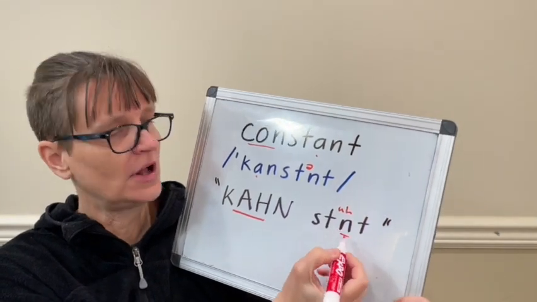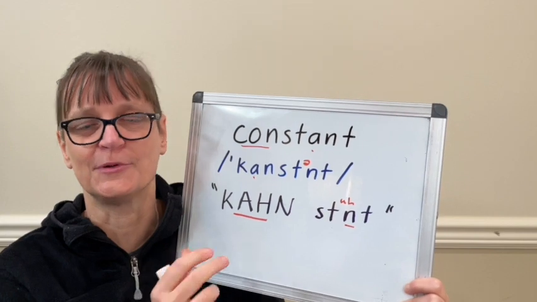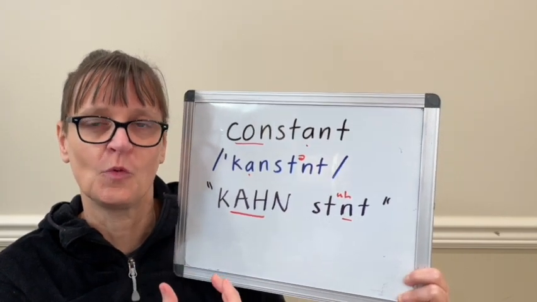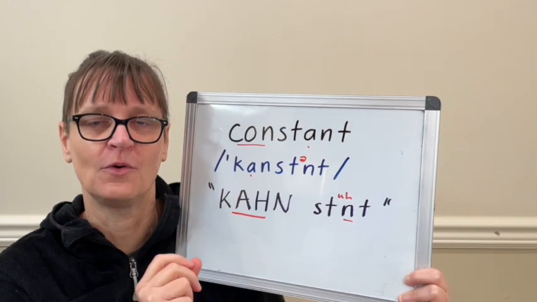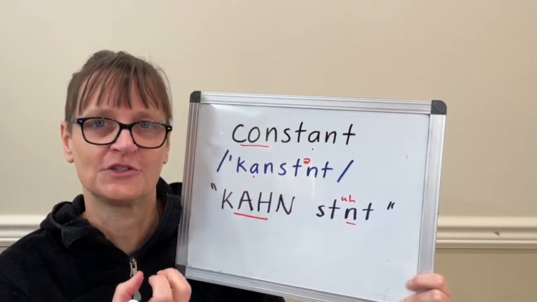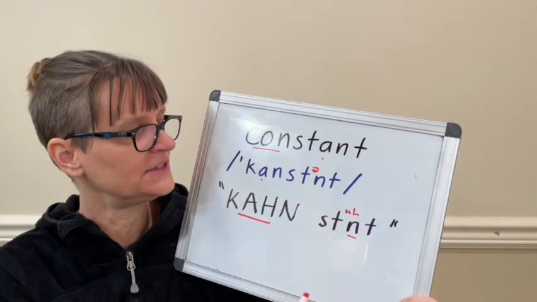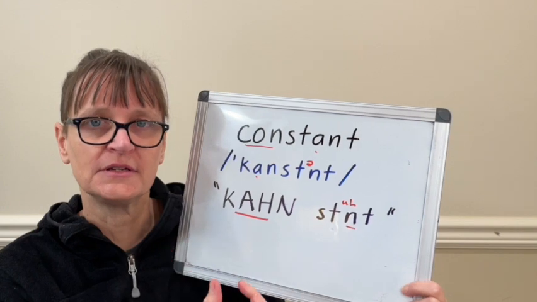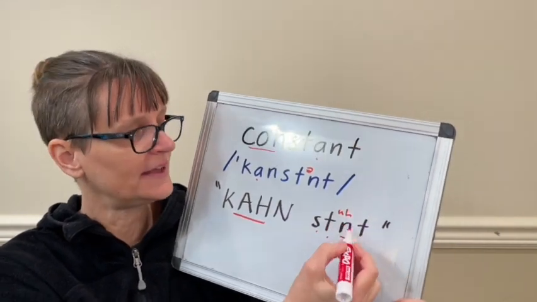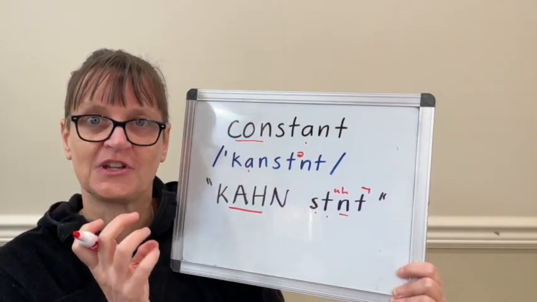This N is called a syllabic N, stunt, stunt. It serves as the syllable. So normally a syllable needs a vowel sound. In certain words, the letter N, or the sound of N, or the sound of L, N, or ul, can serve as the syllable. Because that's happening, constant, stunt, I do make my S and my T sounds, and then this final T sound is just stopping the N short.